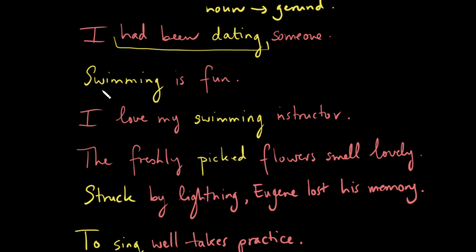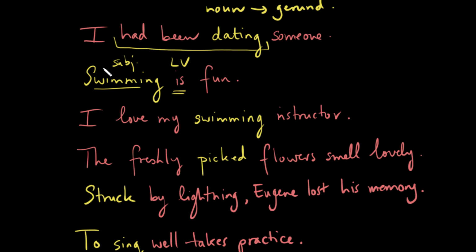So our next one then, swimming is fun. Our main verb here is. Okay, you'll see here that swimming doesn't have a helping verb. And is a linking verb. And swimming then is the subject. Okay, it's the subject of this sentence.